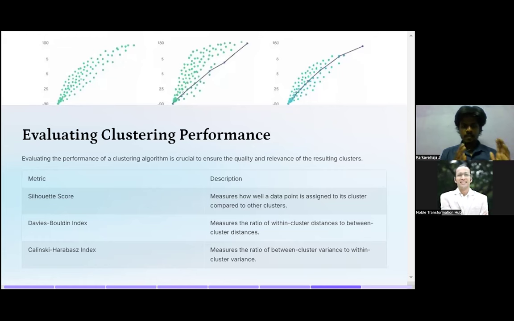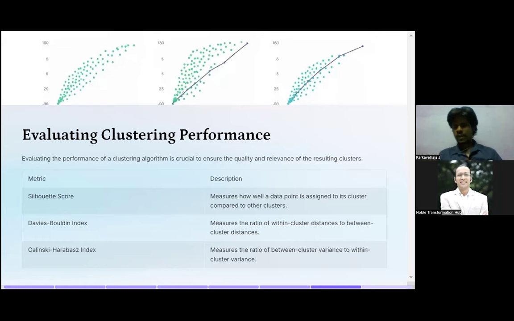Then we have the Davies-Bouldin index, which measures the ratio of within-cluster distance to between-cluster distance. We have data points, and we look at how much is the distance within the cluster and how much is the distance between clusters. And then we have another one, the Calinski-Harabasz index, which measures the ratio of between-cluster variance to within-cluster variance. It is the opposite of the previous one. Before, the Davies-Bouldin index measured the ratio of within-cluster to between-cluster. Here it is between-cluster and within-cluster.